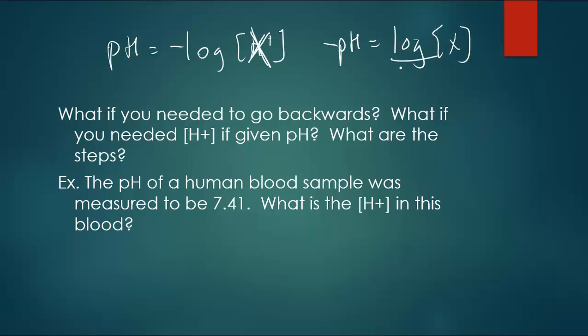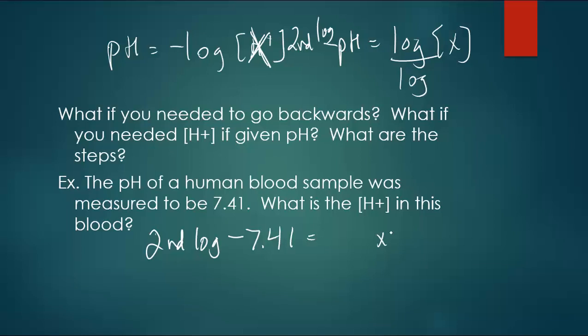You divide by log, which in your calculator means you hit second, log. I don't know, all I know is if you hit second, then log, it's like dividing by log. It probably isn't, but in my mind it works, and it works all the time. So, second log of negative pH. So, calculator, second log negative 7.41. It's going to be times 10 to the negative 8th.